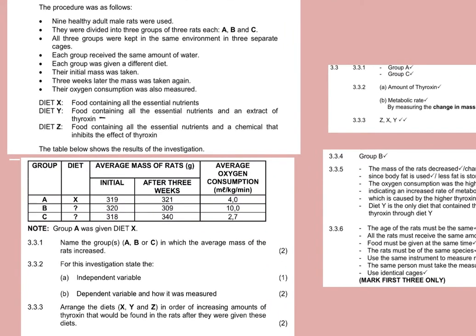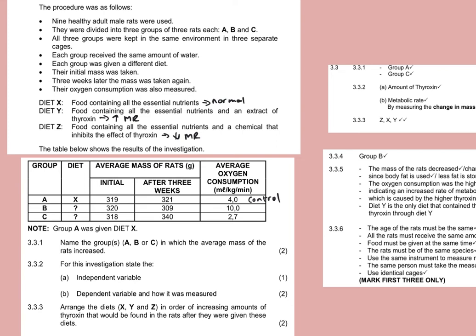So what I would write here is increased metabolic rate. This one will have a decreased metabolic rate, and this one will have a normal metabolic rate. So I'm just understanding that extra thyroxin that is added there is going to increase the metabolic rate. Inhibited thyroxin, decreased metabolic rate. So we know that diet X was given to group A, the normal one. That's what we would call the control, because that's what you compare your results to. And then B, we don't know, and C, we don't know.